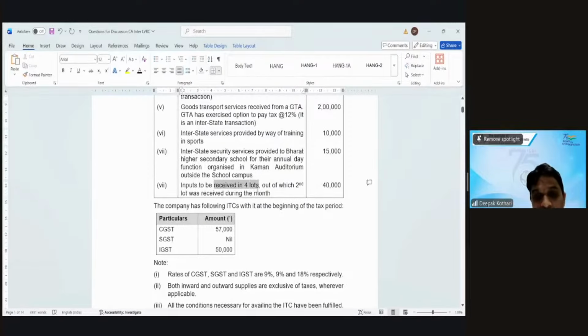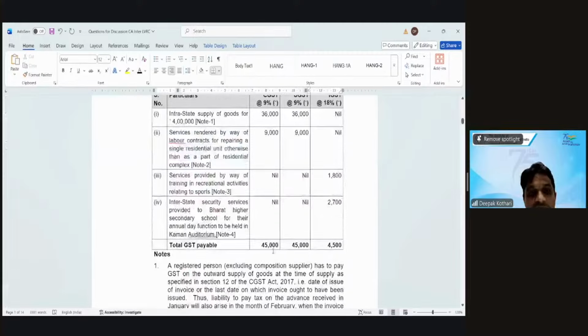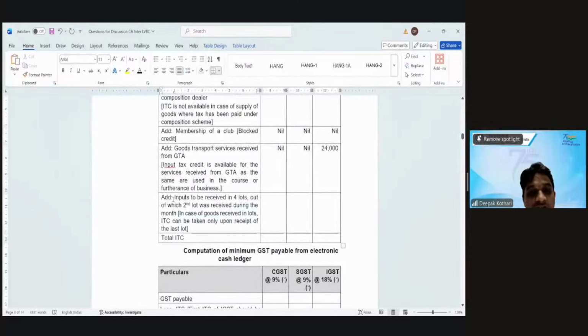Inputs to be received in 4 lots, out of which the second lot has been received during the month. Can I claim the credit of 20,000 partially then? No. Others, Navneet also saying no. Yes, most of you are saying no because this is the last part in ITC. In case of goods received in lots, ITC can be taken only upon receipt of the last lot. So I cannot claim any credit.